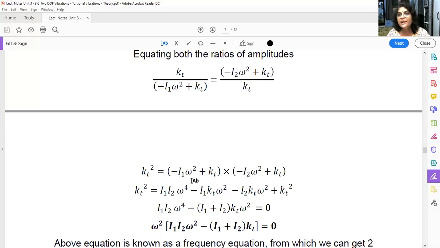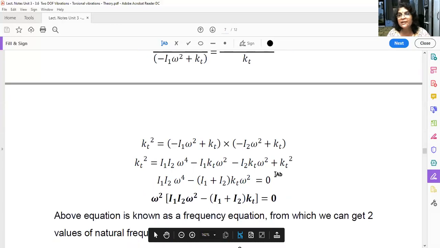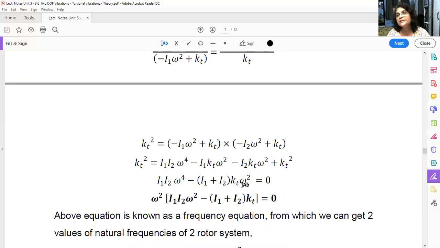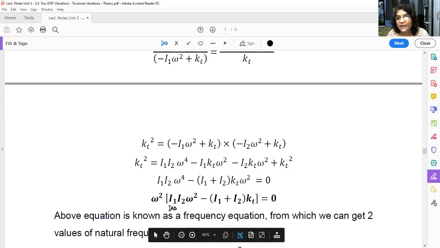Then multiply the brackets. There will be 4 terms. Then cancel Kt square and Kt square. Then write this equation in this format: I1 I2 into omega raised to 4 minus I1 plus I2 Kt into omega square is equal to 0. What can you take common from this step? Omega square. So omega square into bracket I1 I2 omega square minus I1 plus I2 Kt is equal to 0.